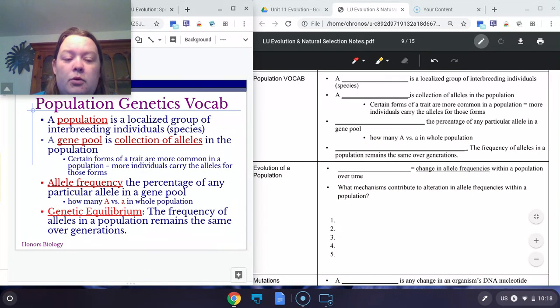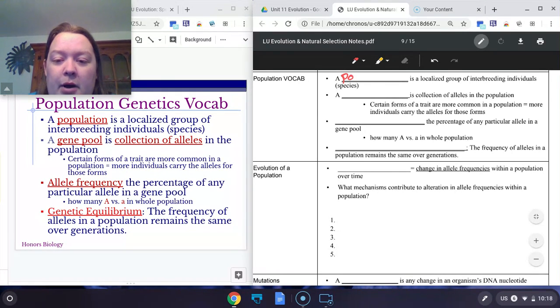Now, some vocab that we will need for this specific topic is first, what is a population? A population is a localized group of individuals that can breed with one another. These individuals are going to be of the same species. So, a population is a group of organisms, all of the same species, that breed with one another.